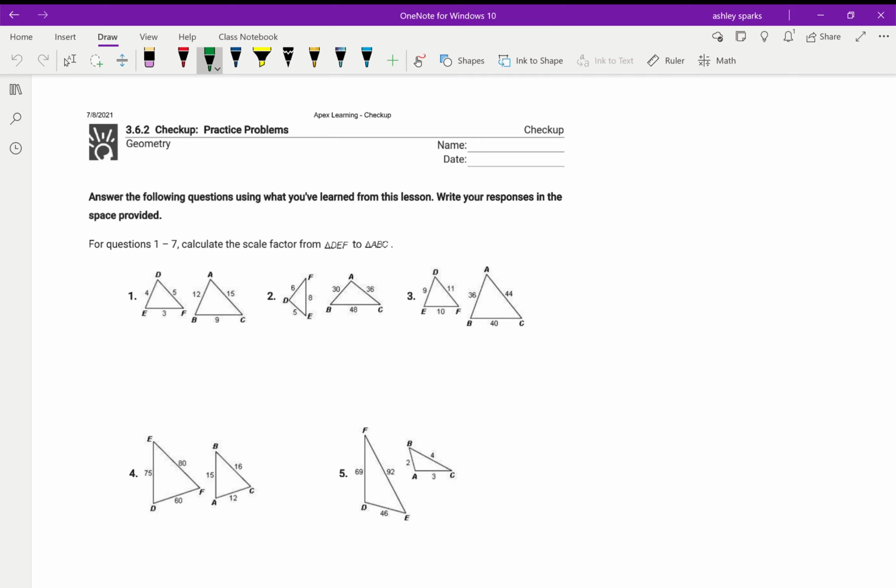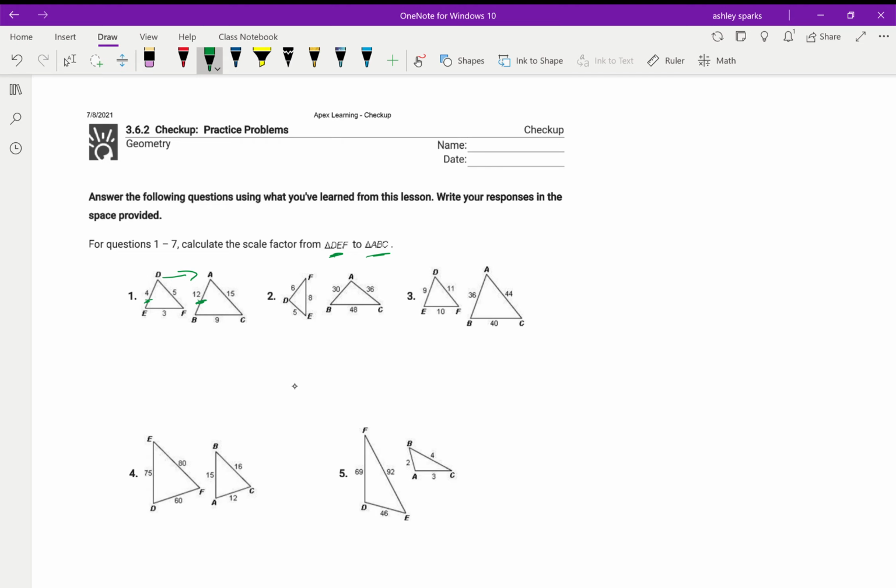So this first part is to calculate the scale factors from DE to ABC. So I want to go from the left side in all of these to the right side. So how does 4 become 12? Right? That's one question you can ask. You kind of find the matching part. And you can ask yourself that simply.